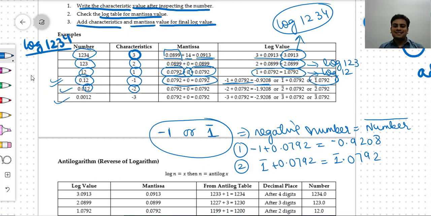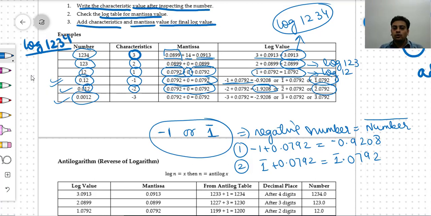After completing these examples, I will show you the logarithm tables in detail. You can see here that my number is still 1 2, so my mantissa value is the same. So either you can write -2 plus 0.0792, which is equal to -1.9208, or you can write 2 bar 0.0792. Clear?